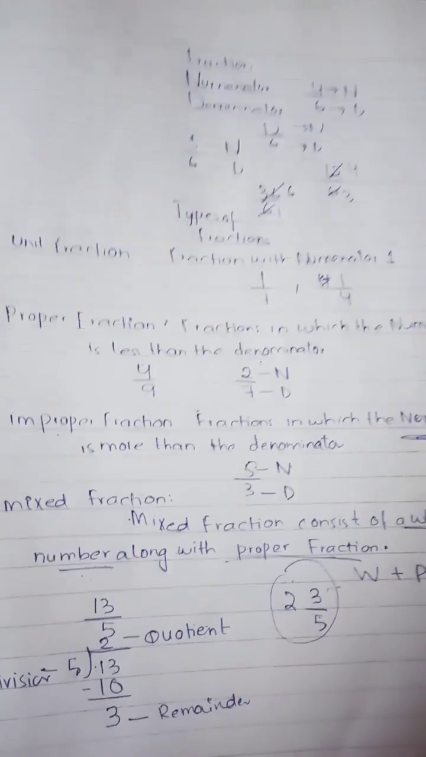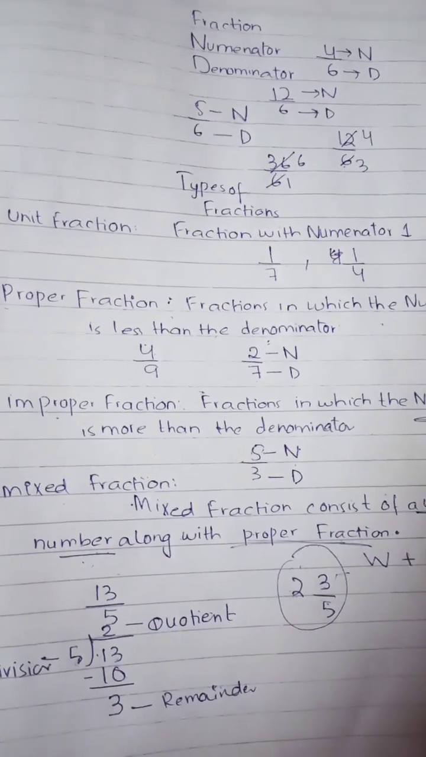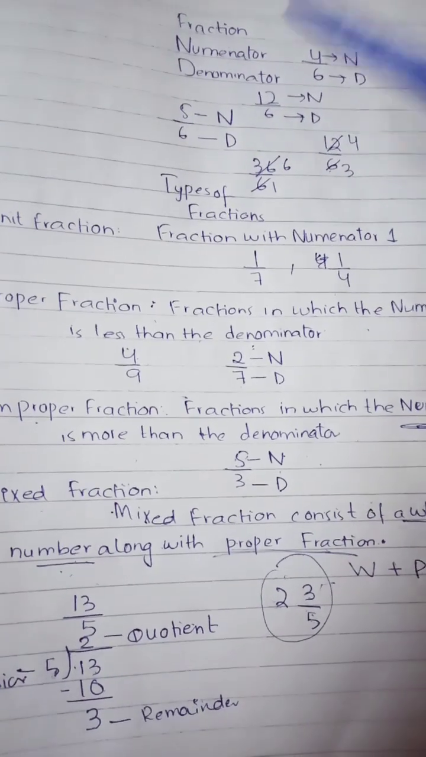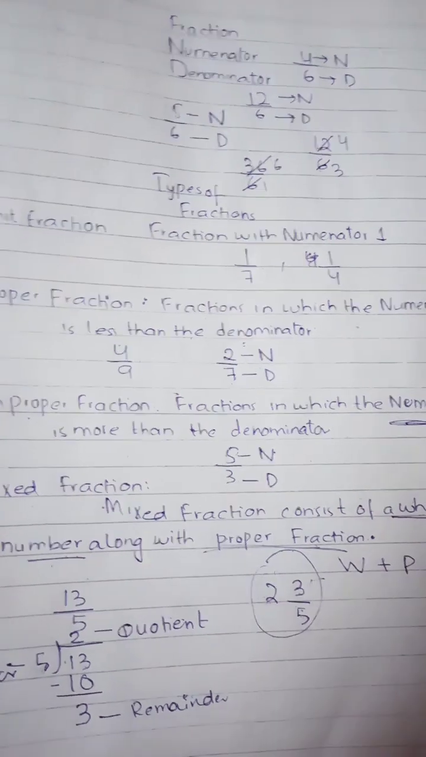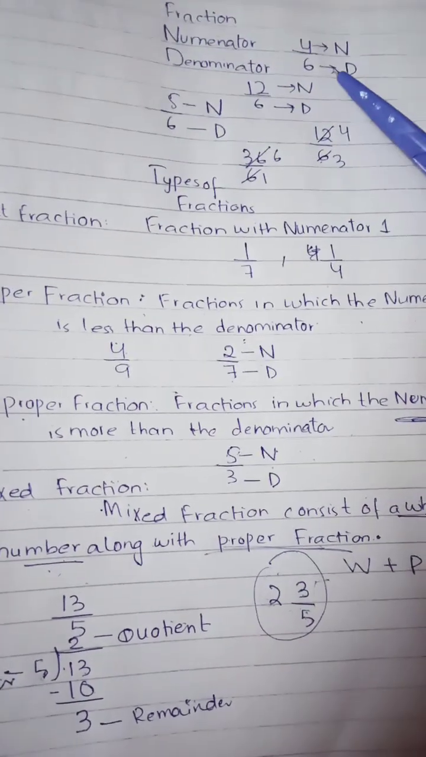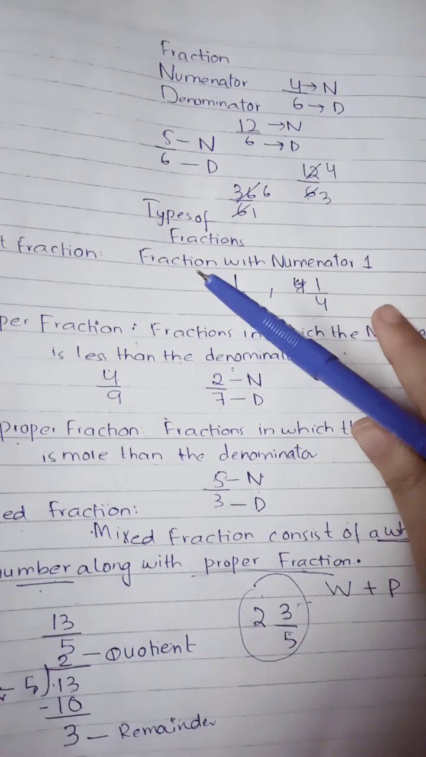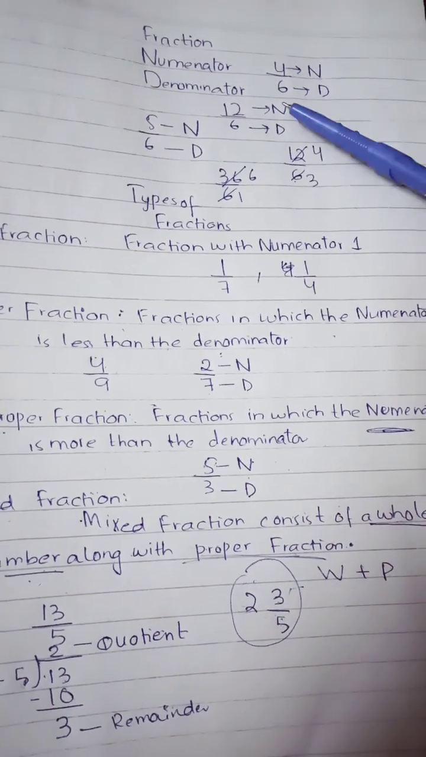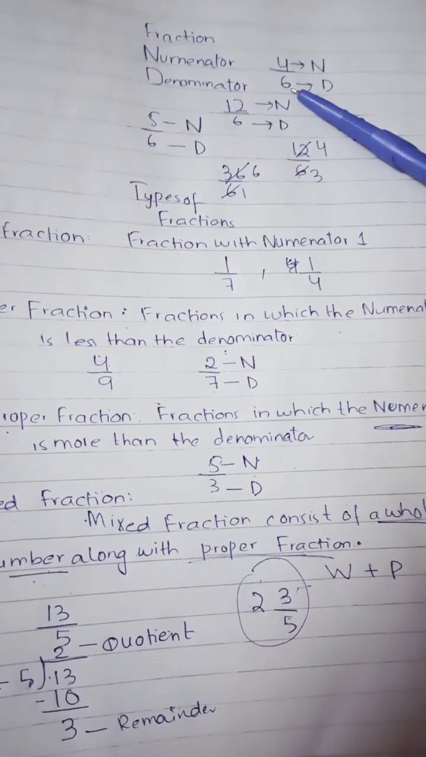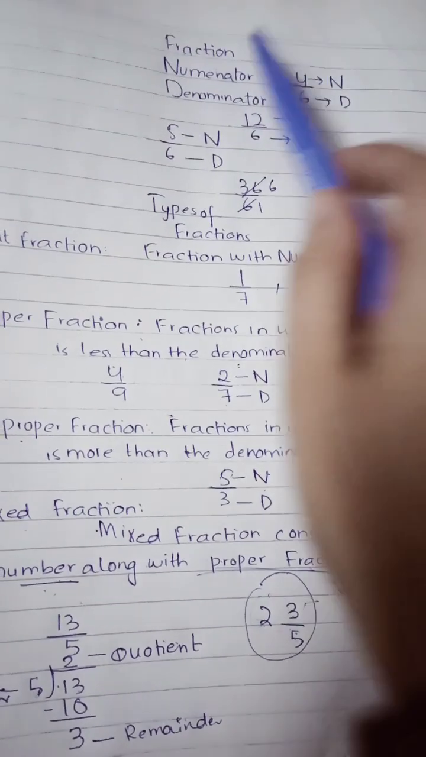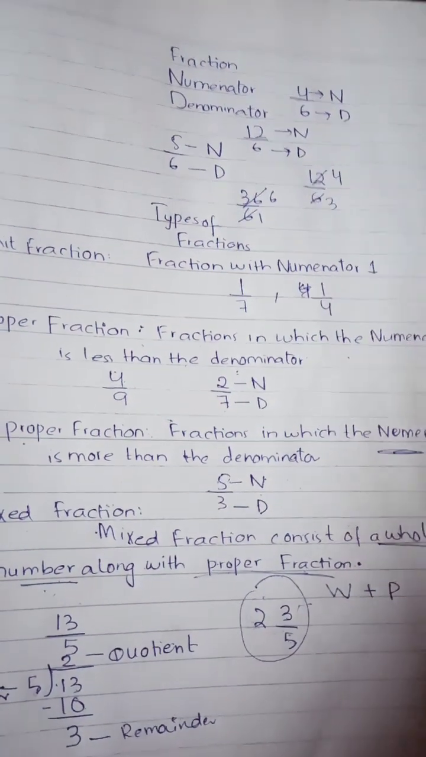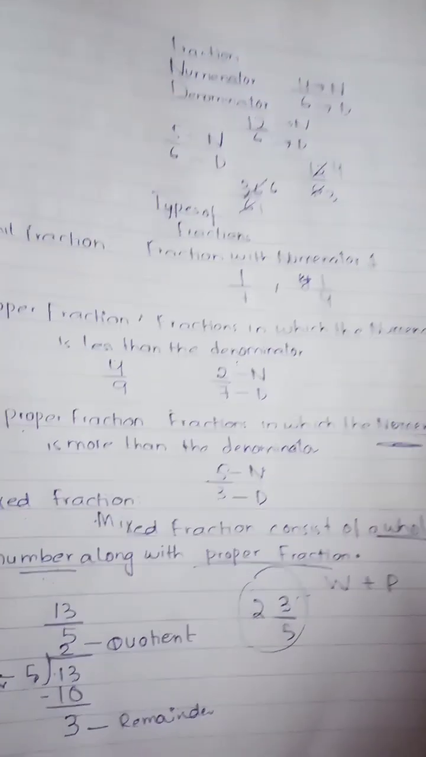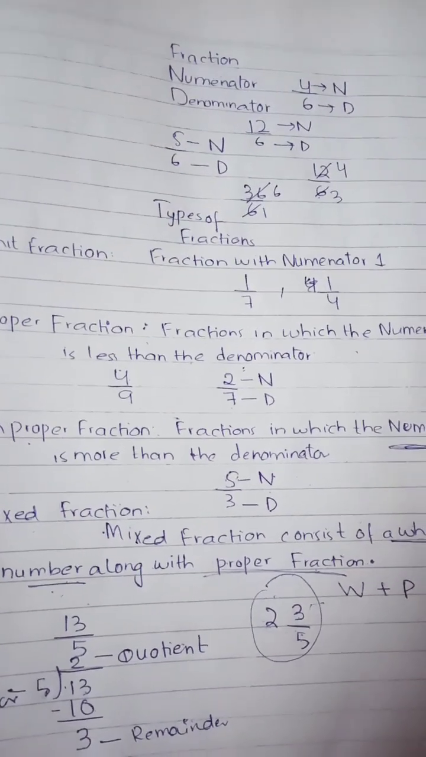What are fractions? Fractions are those terms which have a numerator and a denominator. What is the numerator and what is the denominator? The numerator is always at the top, while the denominator is always at the bottom. Here, 4 upon 6: 4 is the numerator, 6 is the denominator. It is an example of a fraction. What does the fraction definition say? Terms which have a numerator and a denominator are called fractions. It is the simplest definition.